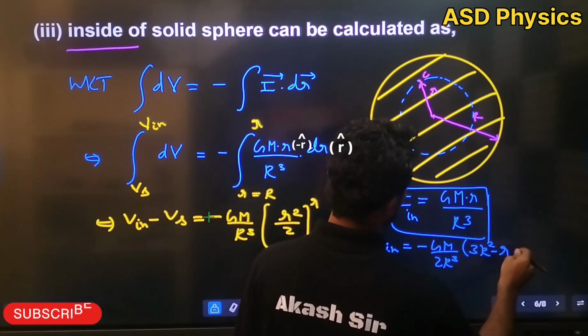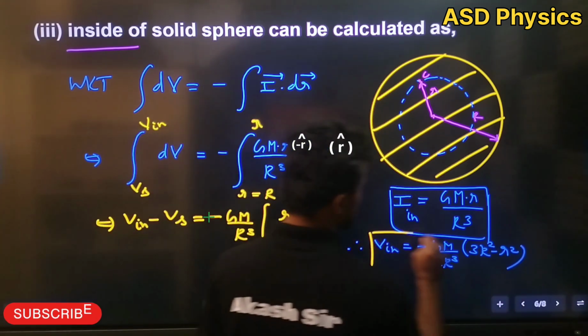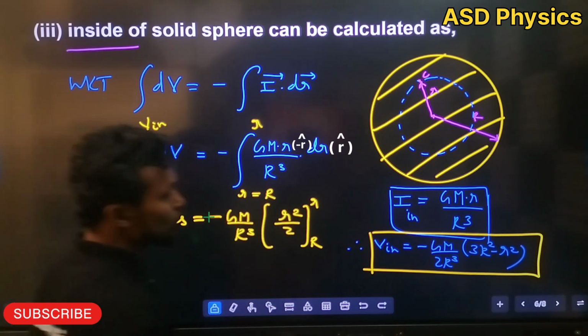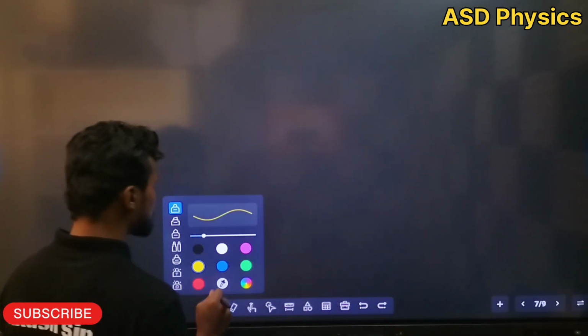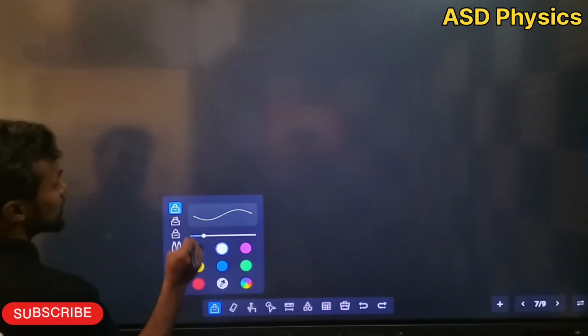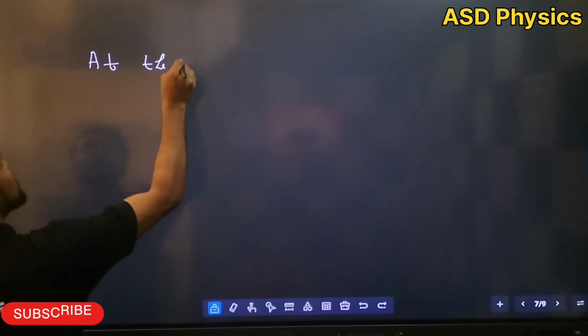3 capital R square minus small r square. This is the potential value inside the solid sphere. After that, one more concept is there. What is the concept? Sometimes they will ask at the center of the solid sphere. So at the center of the solid sphere, what will happen, students?